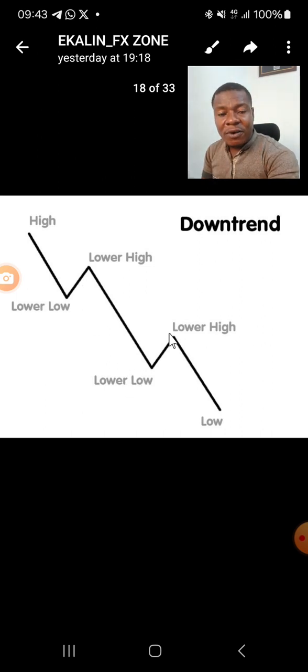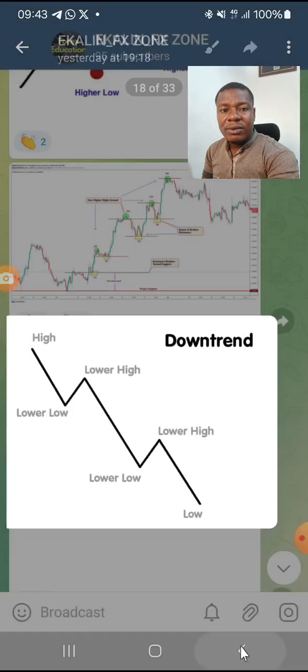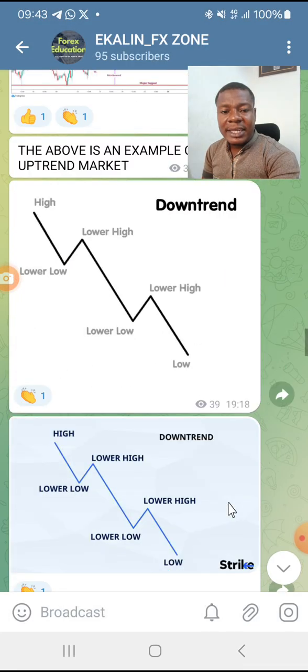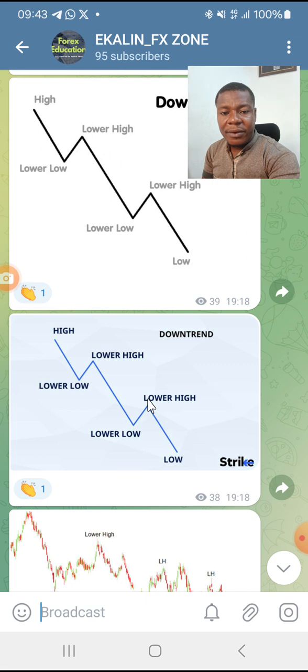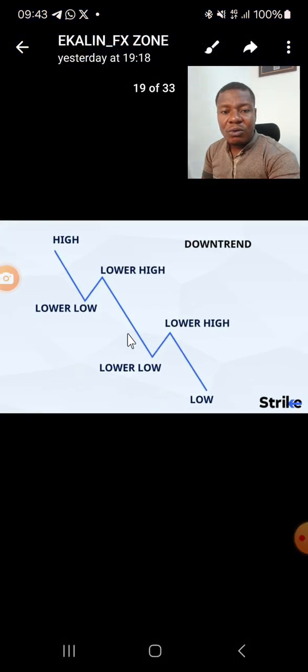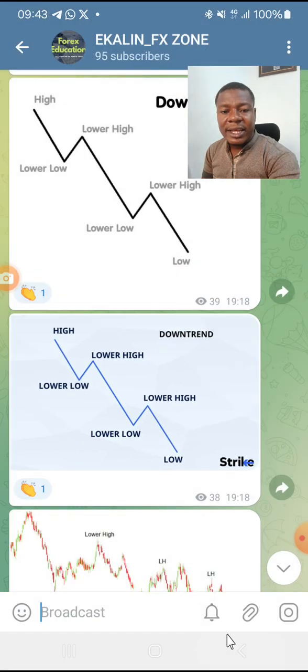Then it forms a new retracement. This is also a high, but it is lower than the previous high, a lower high. So we have lower lows and lower highs. When the market starts forming this pattern, it tells you that the market is in a downtrend. The same thing here, forming lower lows and lower highs, tells you clearly that the market is in a downtrend.